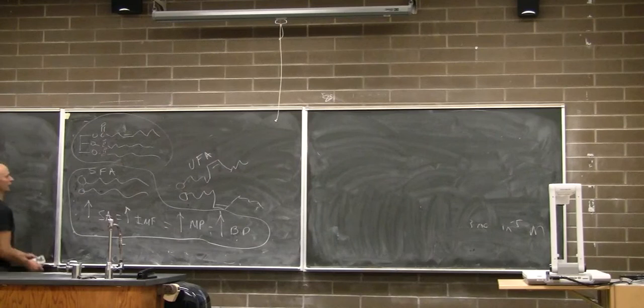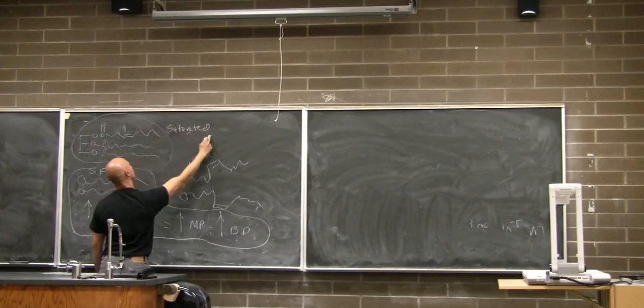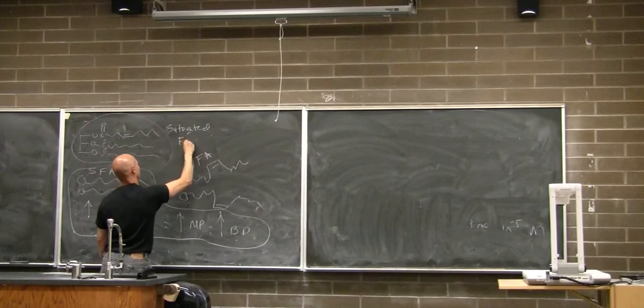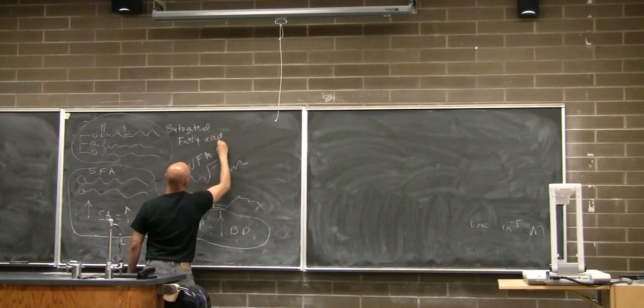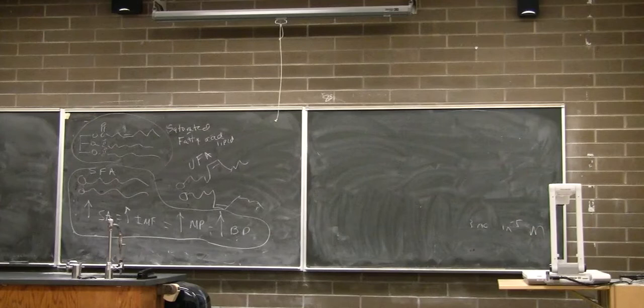This is a saturated fatty acid lipid, the whole structure, a saturated triacylglyceride. And then, of course, if there were double bonds, it would be an unsaturated fatty acid lipid, or unsaturated triacylglyceride.